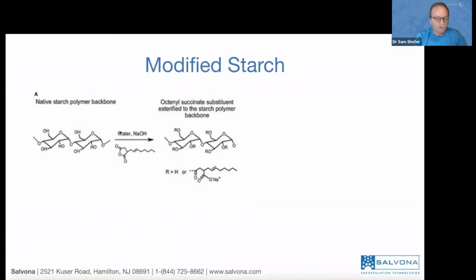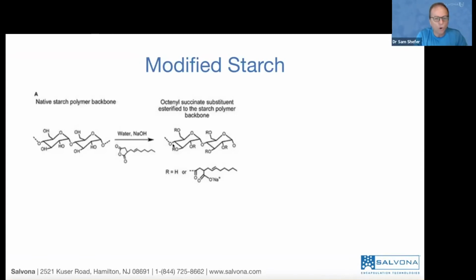If we immerse them in a basic NaOH solution, we can replace the OH with R, a free radical, and the R is an octenyl succinate. Why octenyl succinate? Because it's a commercial product available, and octenyl succinate makes the starch more suspendable in water and more compatible with the waxes. So we can increase the efficiency of the encapsulation.